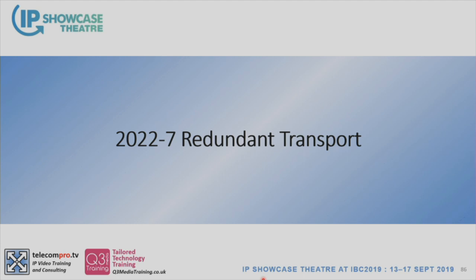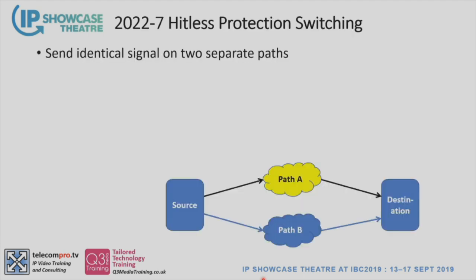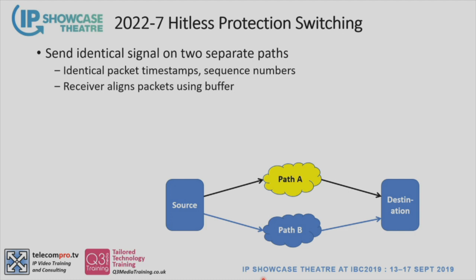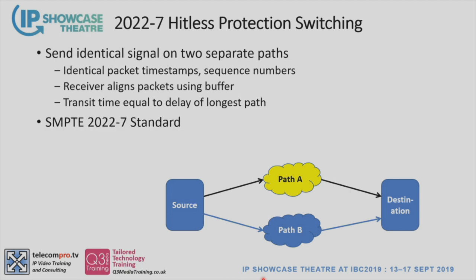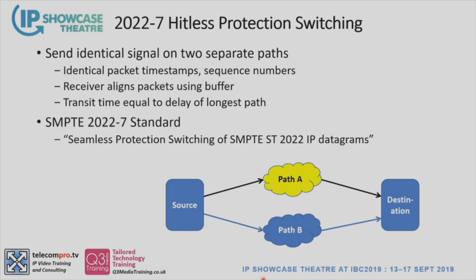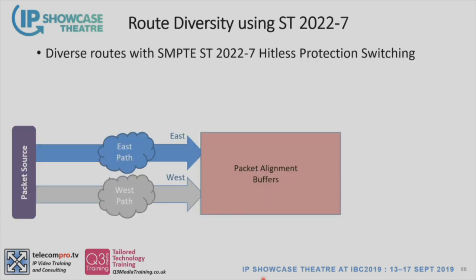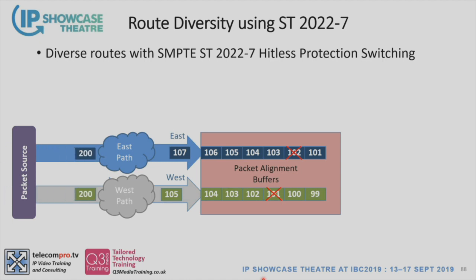2022-7 redundant transport. Basically what we're going to do is send an identical signal over 2 paths, path A amber, path B blue, and in the destination device, we're going to resynchronize those 2 packet streams according to SMPTE 2022-7. And this is a diagram of kind of how that works. We have our packet source sending out packets, but you see when they get to the destination that my packet numbers are not aligned.